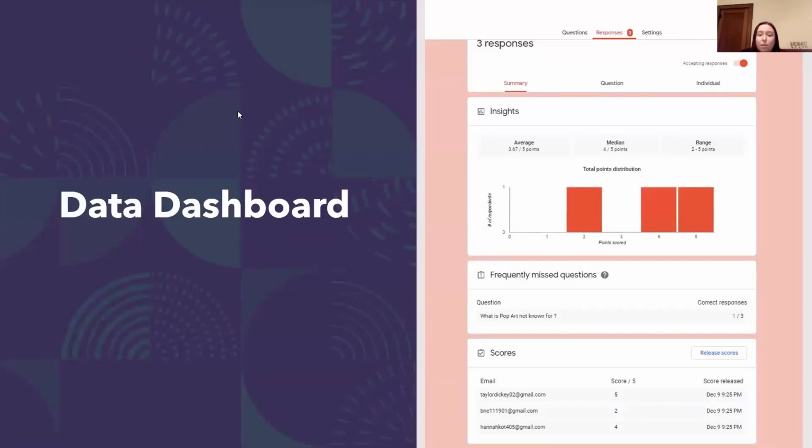For my vocabulary quiz, I had 3 people take it, and as you can see right over here, you get the average, the median, and the range of points. And then it gives you a little graph. It tells me the most missed question, which is what is pop art not known for? And then it tells me the students that have taken it, and I can release their scores, and it's a score out of 5.